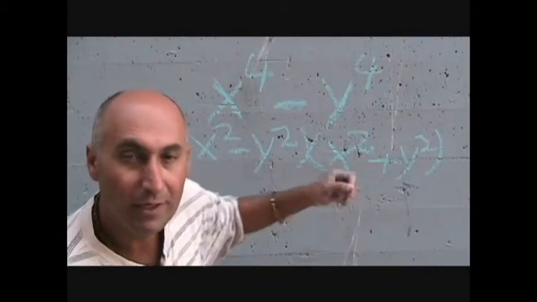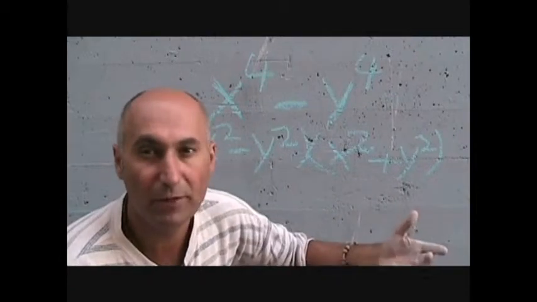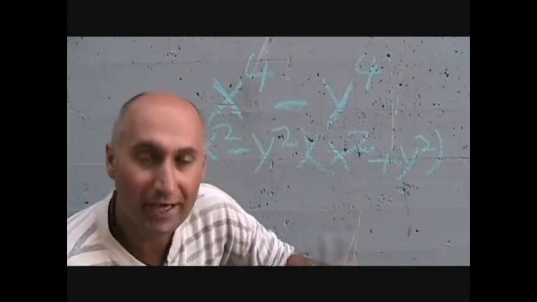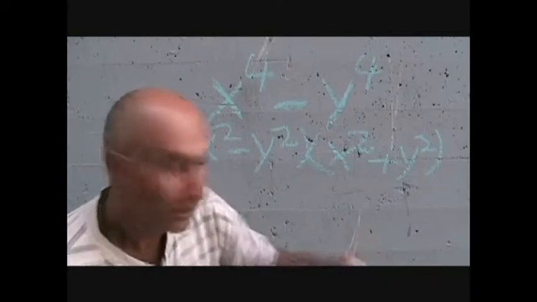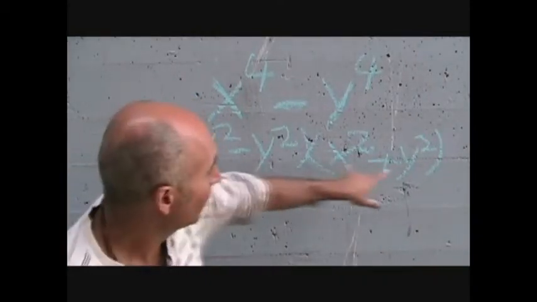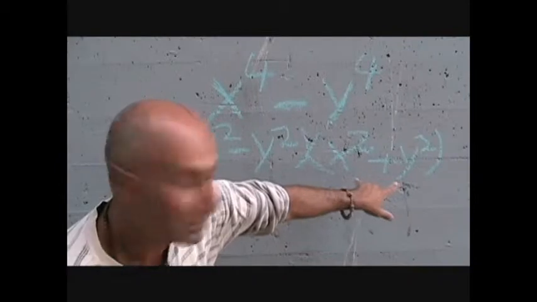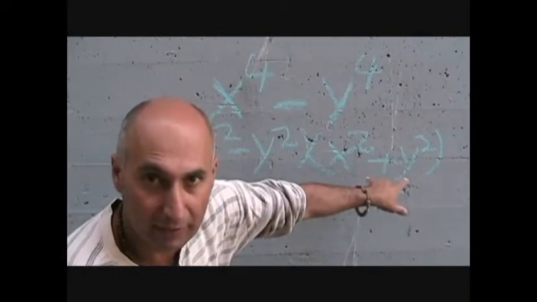So at a certain point, you're going to have to make a decision to stop because you can't go any further, right? Or you can go further, but it's not going to make your equation or your expression simpler. So this guy we could factor further. This guy we can't factor further because two things added together we can't factor.